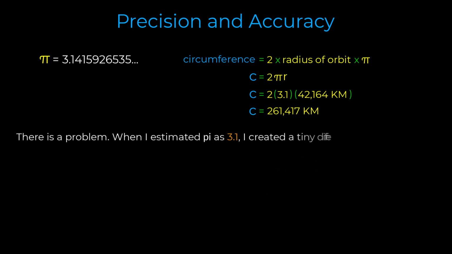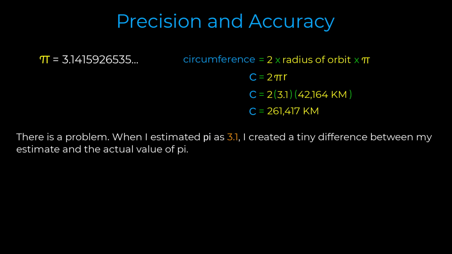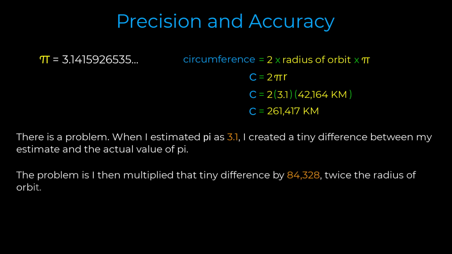When I estimated pi as 3.1, I created a tiny difference between my estimate and what the actual value of pi is. The problem is that I then multiplied that tiny difference by 84,328, twice the radius of orbit. Now my tiny difference isn't so tiny anymore.